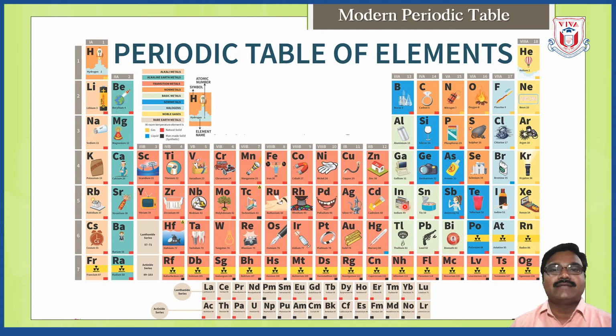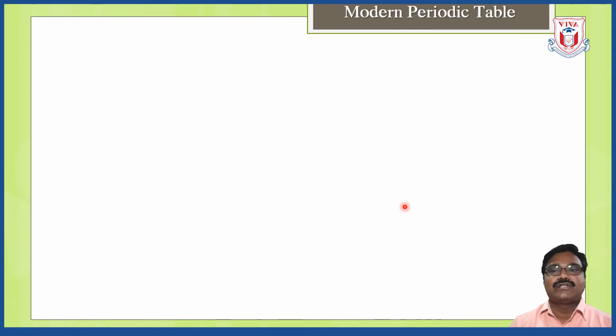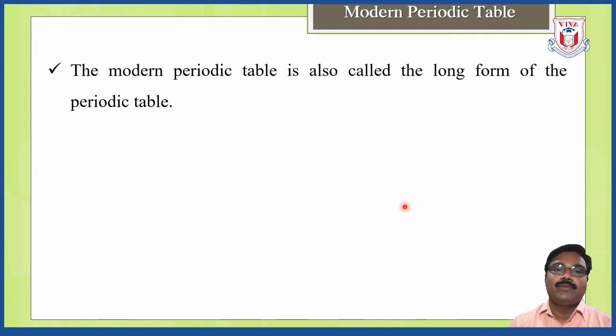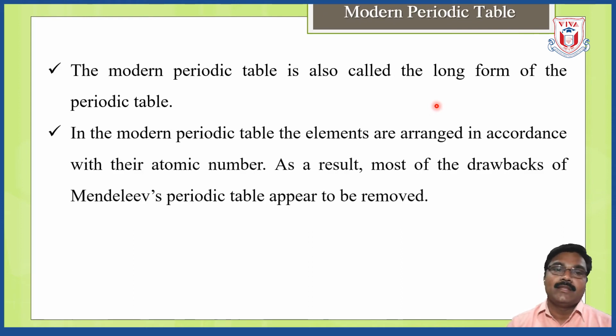Now let us see what the structure of this modern periodic table is. The modern periodic table is also called the long form of the periodic table. In the modern periodic table, the elements are arranged in accordance with their atomic number. As a result, most of the drawbacks of Mendeleev's periodic table appear to be removed.